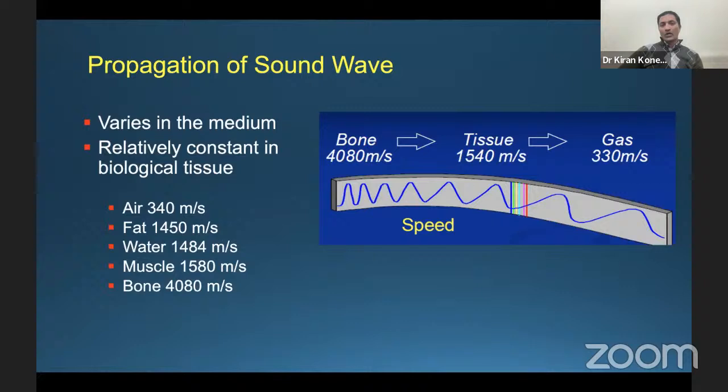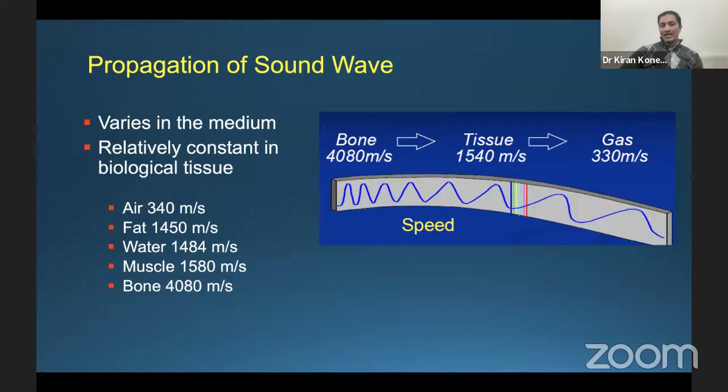So in air, it goes slowly, at about 340 meters per second. Whereas in bone, it can go up to 4,080 meters per second. So this actually can give quite a lot of frequency to travel across and also come back, which will give a better image resolution.